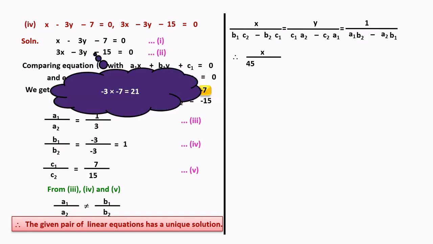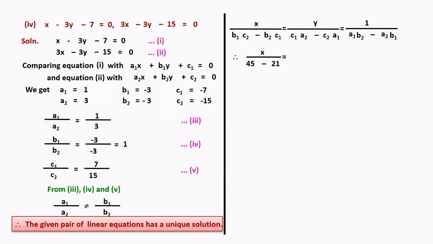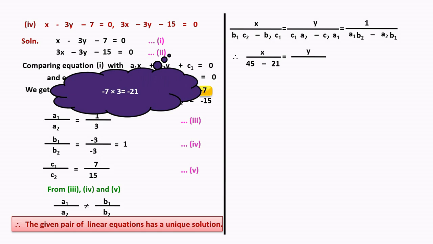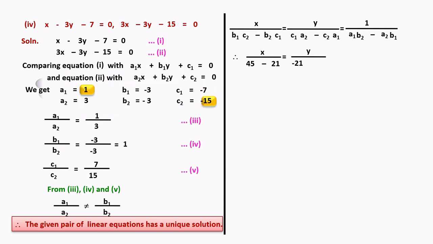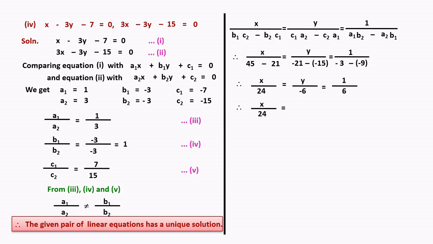Substitute the values. x divided by (minus 3 into minus 15 minus 3 into minus 7) equals y divided by (minus 7 into 3 minus 15 into 1) equals 1 divided by (1 into minus 3 into minus 3). Simplifying, x divided by 24 equals y divided by minus 6 equals 1 by 6.